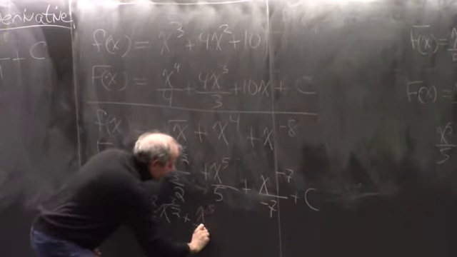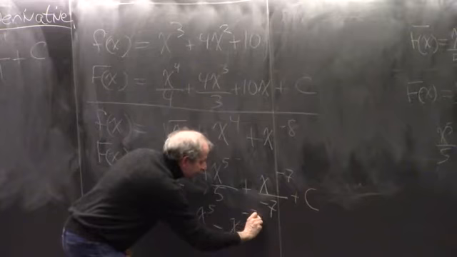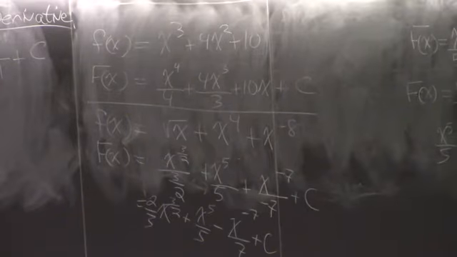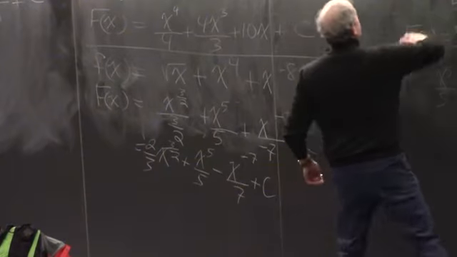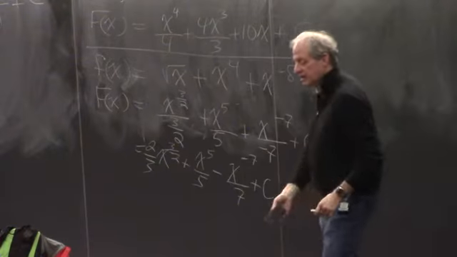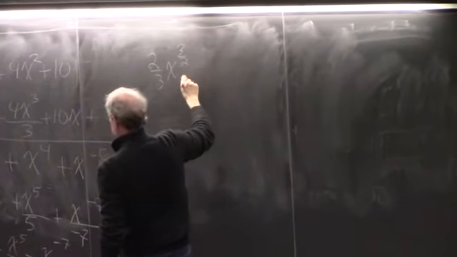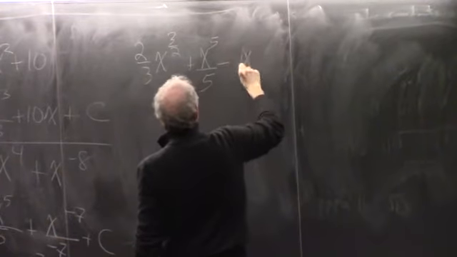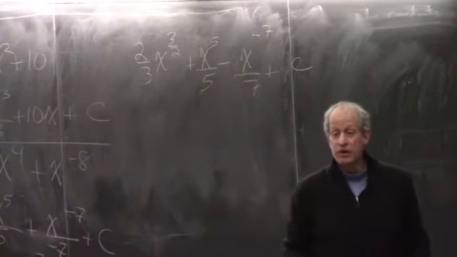plus x to the fifth over 5 minus x to the negative 7 over 7 plus c. Hope you guys can see that down there. That is really awful looking. We'll rewrite it. Make sure you're very good at playing with your exponents. That is 2/3 x to the 3 halves plus x to the fifth over 5 minus x to the minus 7 plus c. Okay? You all understand these?